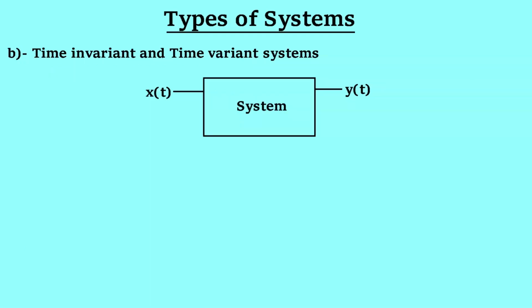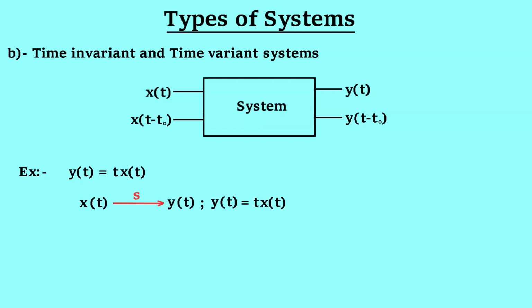The second type of systems is time invariant and time variant systems. A system is said to be time invariant if its input-output characteristics do not change with time, or the response of a system remains the same irrespective of time. In other words, if delayed input x(t minus t0) produces delayed output y(t minus t0), then a system is said to be time invariant.